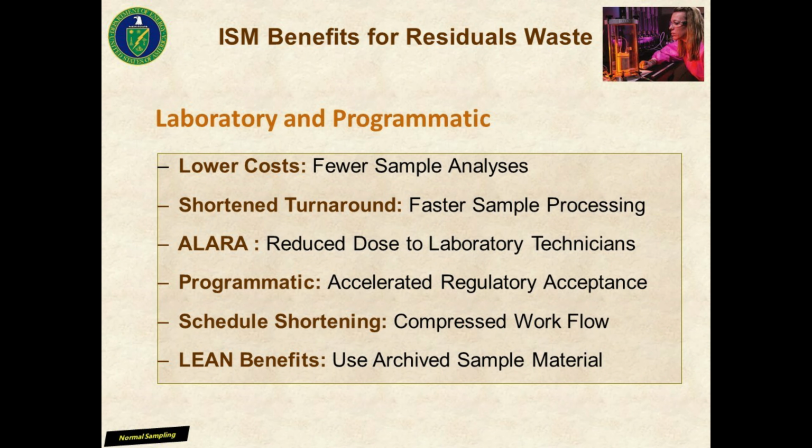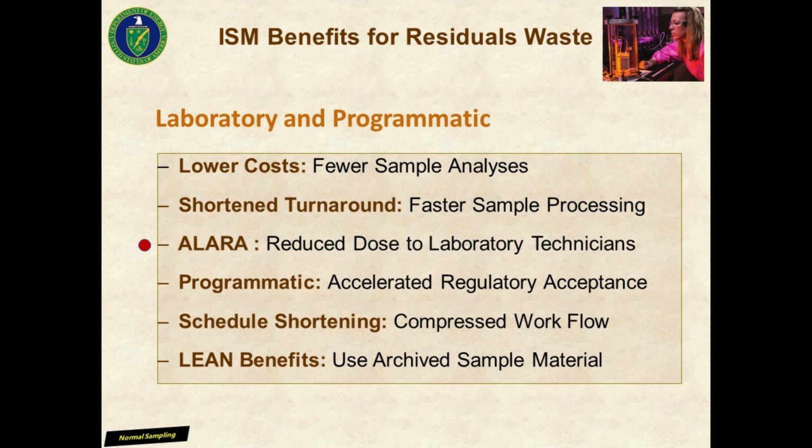The benefits below pertain to laboratory and programmatic aspects. First, we have lower costs. Using ISM requires fewer sample analyses at the Savannah River National Laboratory. At $1 million or more per sample, ISM lowers lab costs dramatically. Second, we have shortened turnaround time. ISM allows SRNL to introduce efficiencies into the sample analysis process and workflow.